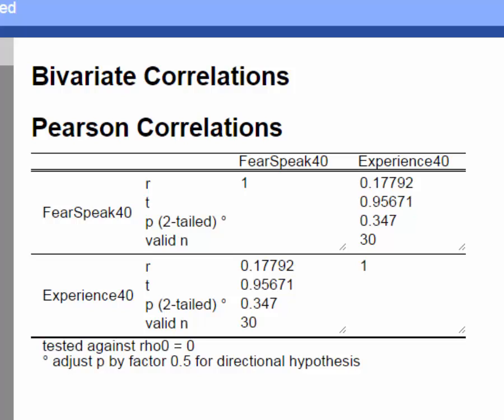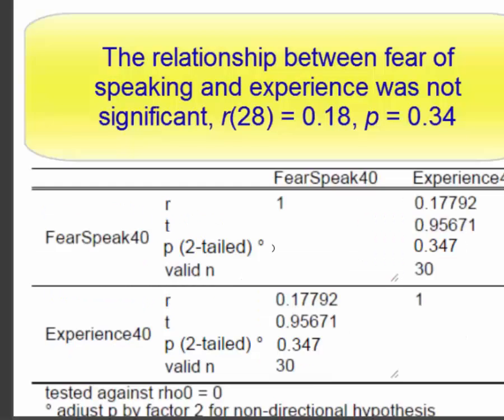When you report Pearson's in a sentence, in this case you would say that fear of speaking is not correlated with experience. The reason it is not is because P is not less than 0.05. You also report the degrees of freedom, which is 28. Why 28? Because you have to subtract off one number for each of the two variables. So 30 minus 2 equals 28. This is how it would look in a sentence.